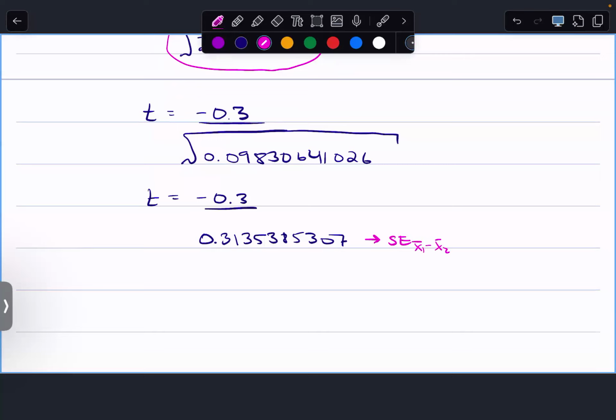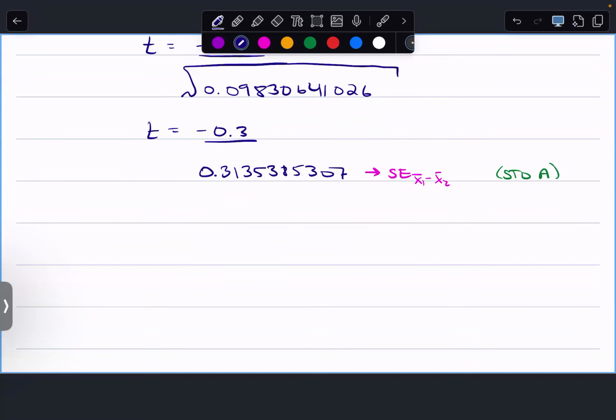I'm going to store this in A on my calculator, just in case I need it later, which I guess I need it now. Negative 0.3 divided by that answer, but let me just make sure it had the right answer. Negative 0.3 divided by shift recall A. Okay, good. t is negative 0.956822021.